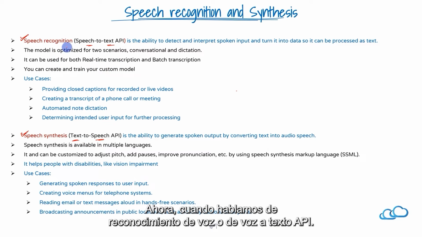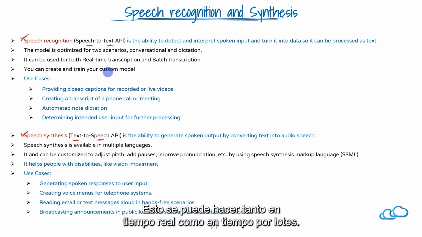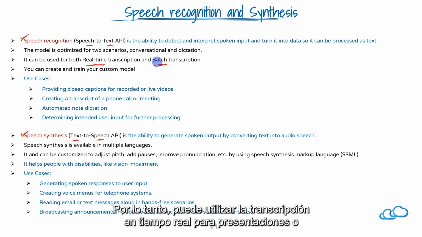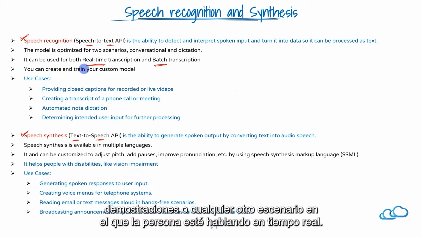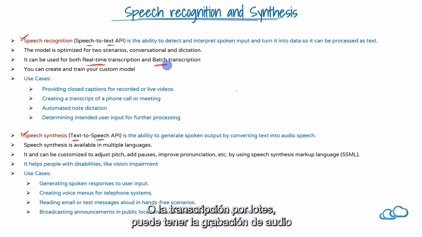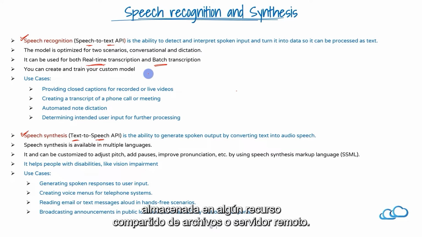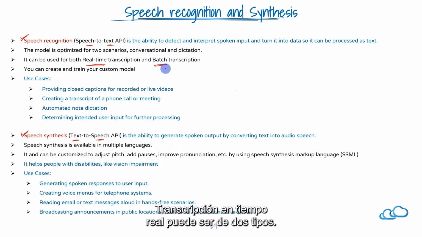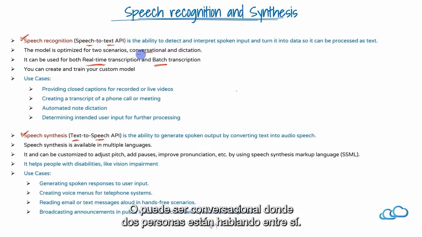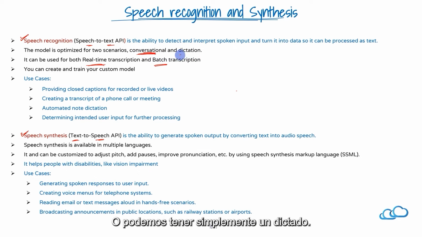Now, when we talk about speech recognition or the speech-to-text API, this can be done both in real time as well as in batch. So you can use real-time transcription for presentations or demos or any other scenario where a person is speaking in real time. Or for batch transcription, you can have audio recordings stored in some file share or remote server, or you can also store them in Azure storage somewhere. Real-time transcription can be of two types. Either it can be conversational, where two people are talking with each other, or we can have simply a dictation.